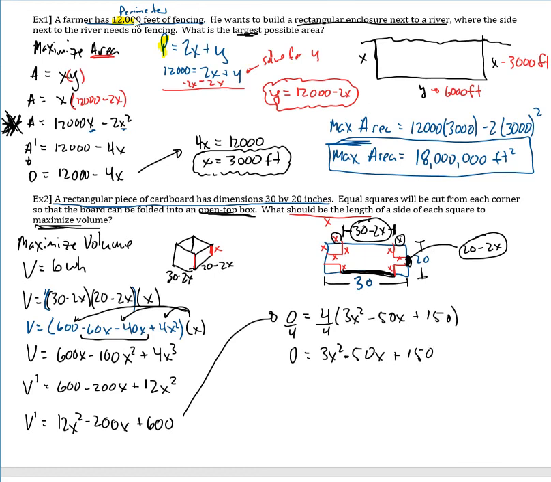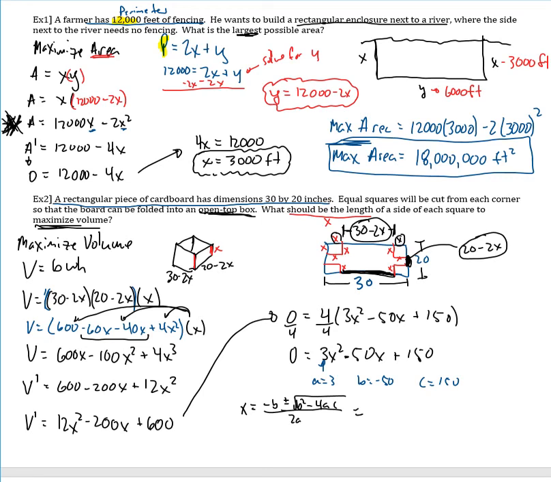Okay, and now I'm going to use my quadratic formula. Here's my a. So a is 3, b would be negative 50, and c would be 150. Using our quadratic formula, we would have x is equal to the opposite of b plus or minus the square root of b squared minus 4ac all over 2a. So this is the quadratic formula, and then I want to plug all those in.